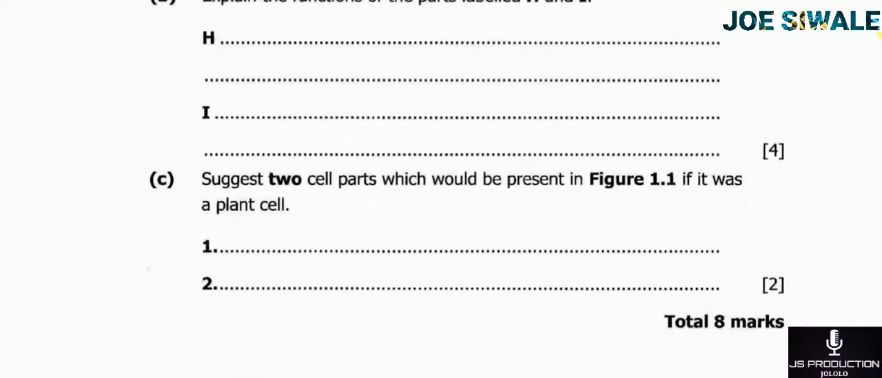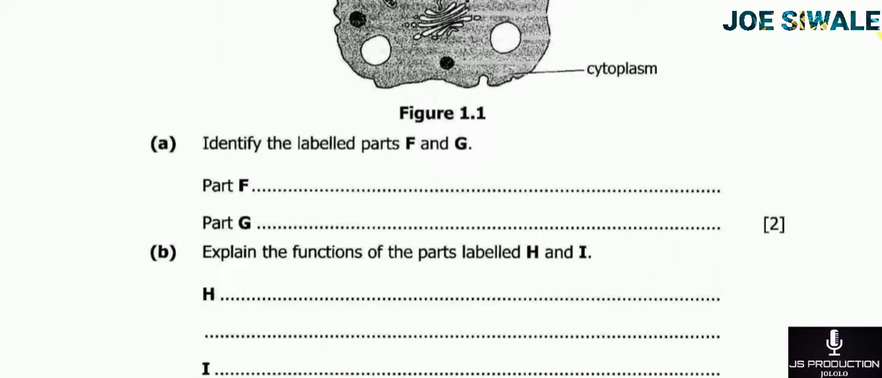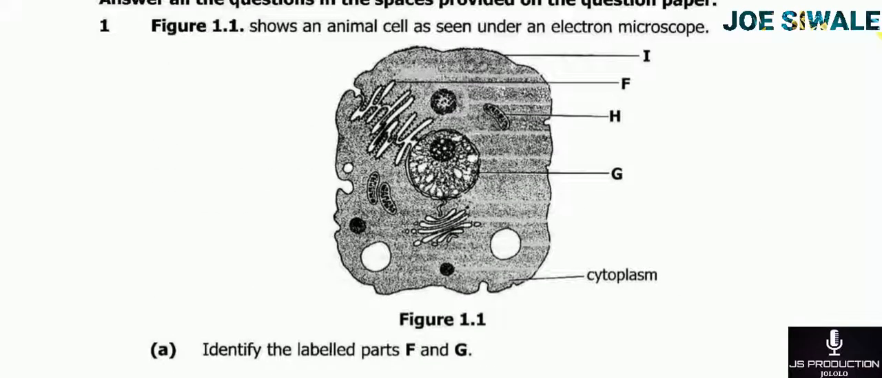Then question C reads, suggest two cell parts which would be present in figure 1.1 if it was a plant cell. So to identify these parts, I need to mention the 2 parts that are present in the plant cell which are not present in an animal cell. So the 2 parts can be the cell wall and the chloroplast. That's the 2 parts.